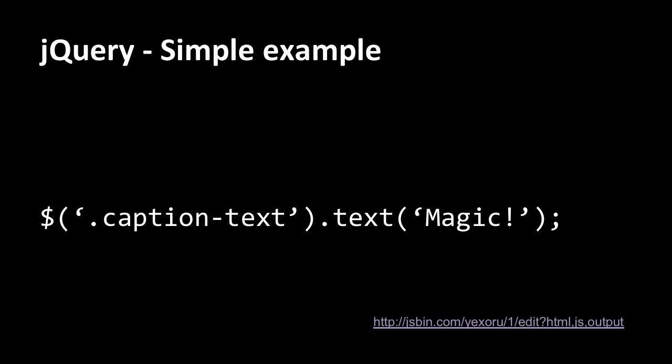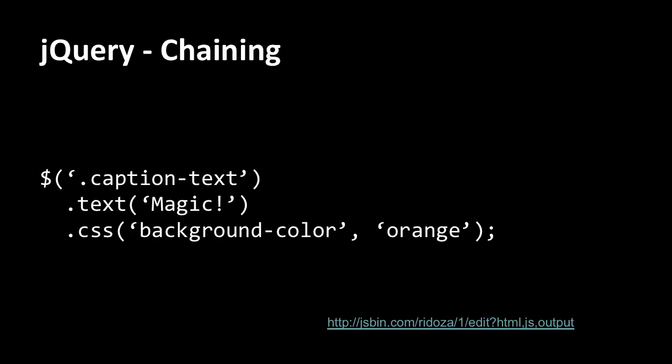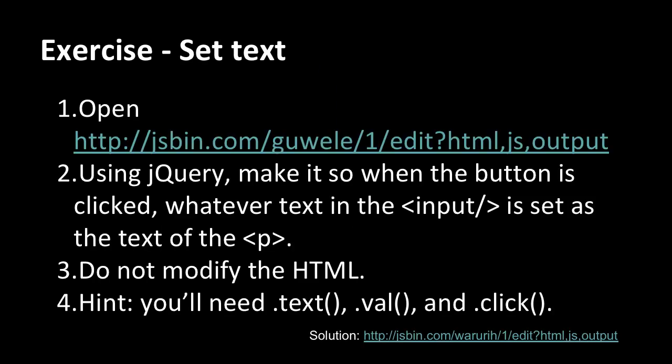You can use these in jQuery to do all sorts of stuff. The other thing to keep in mind is that this is going to apply for all tags that have that caption text within it. And you can also chain, so you can not only do caption text and then change the text to magic, you can also change, say, the CSS background to something like orange. That's called chaining, where you have multiple functions running within it.